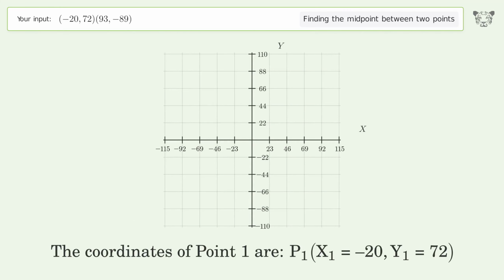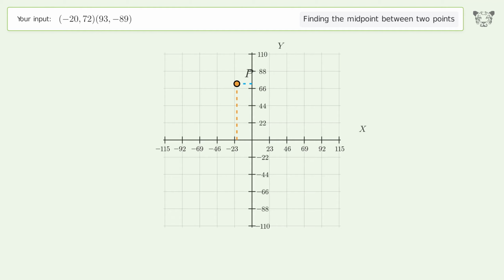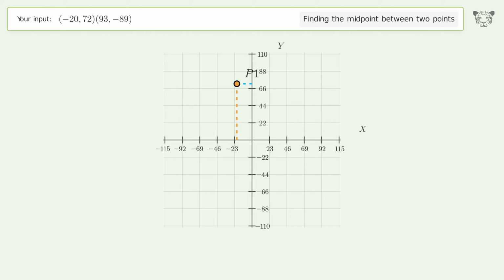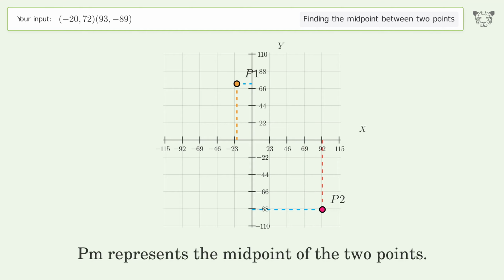The coordinates of point 1 are, x1 equals negative 20, y1 equals 72. The coordinates of point 2 are, x2 equals 93, y2 equals negative 89. PM represents the midpoint of the 2 points.